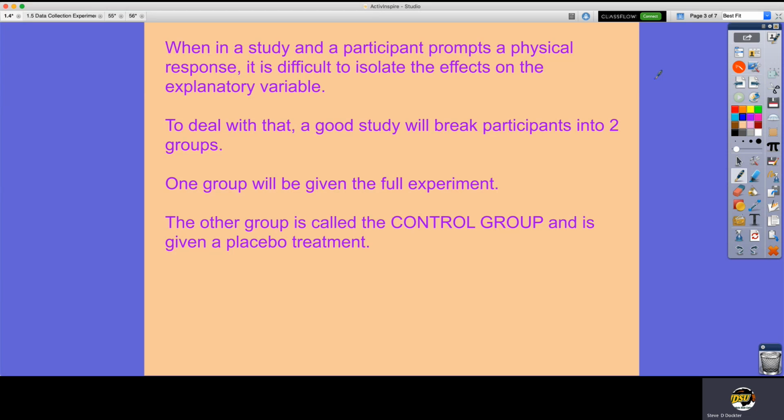Okay, so say for example that they were testing out aspirin, and at the time, everybody in the study had a headache. The people that took the aspirin, hopefully the aspirin helped the headache. The people that took the placebo, what should happen is nothing.